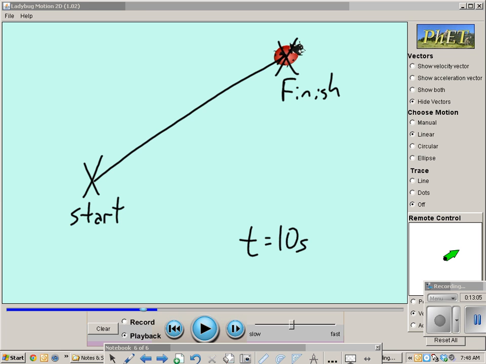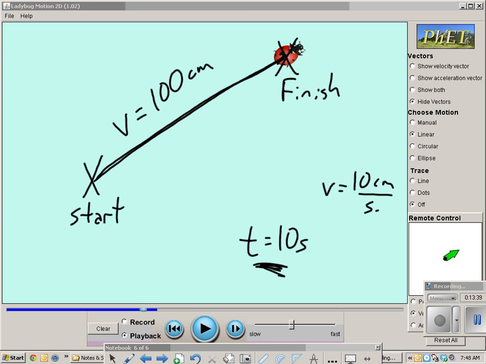All right, so anyway, the point is, if I measured this distance here that I just drew with this black line and divided it by 10 seconds, I could find the velocity of the ant, right? I'm going to grab a ruler and measure this line, and let's just say it's 100 centimeters. So his velocity is going to be 100 centimeters in 10 seconds, or just 10 centimeters per second, right?